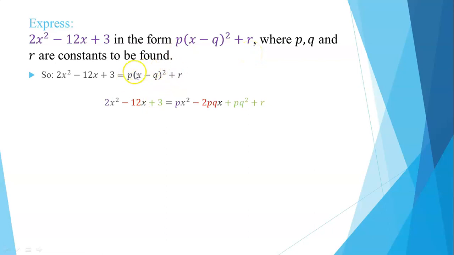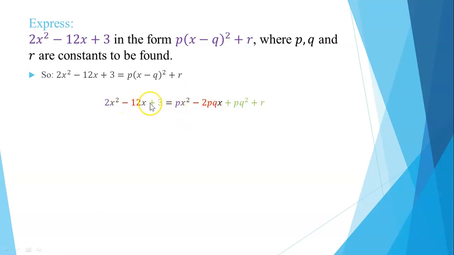If we multiply out this right hand side, you should get p times x squared minus 2pqx plus pq squared plus r. And now we're going to be comparing both sides of the equation. In order for these two expressions to be equal, all of the x squared terms on the left hand side must be equal to all the x squared terms on the right hand side. You can probably already see what p has to be in this case.